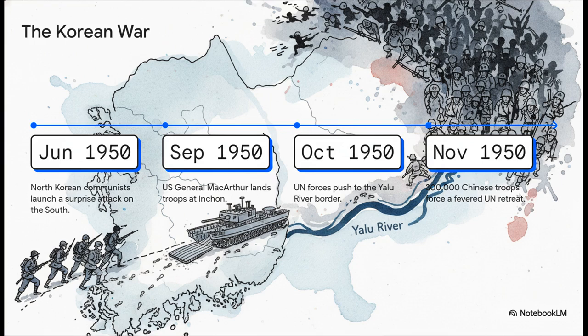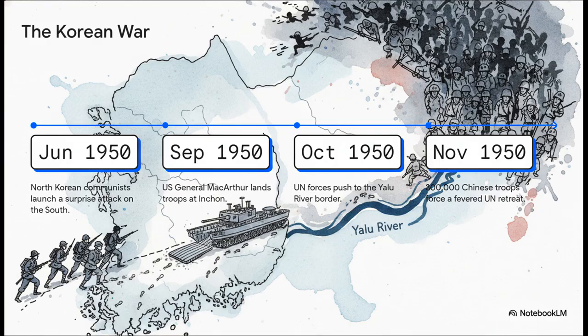Then, in June 1950, Stalin gave a hesitant green light to North Korean leader Kim Il-sung to launch a massive surprise attack on the South. This sparked a dizzying, brutal back-and-forth slaughter right across the 30th parallel. First, North Korea captures Seoul. Then, U.S. General Douglas MacArthur lands troops at Incheon and pushes the communists all the way up to the Chinese border at the Yalu River by October.